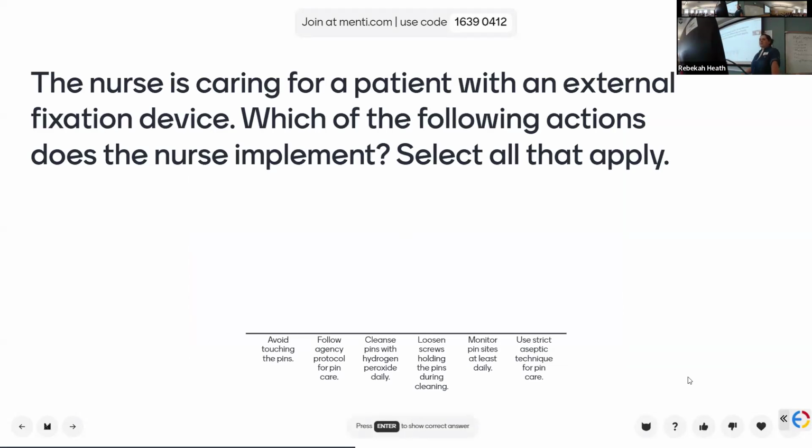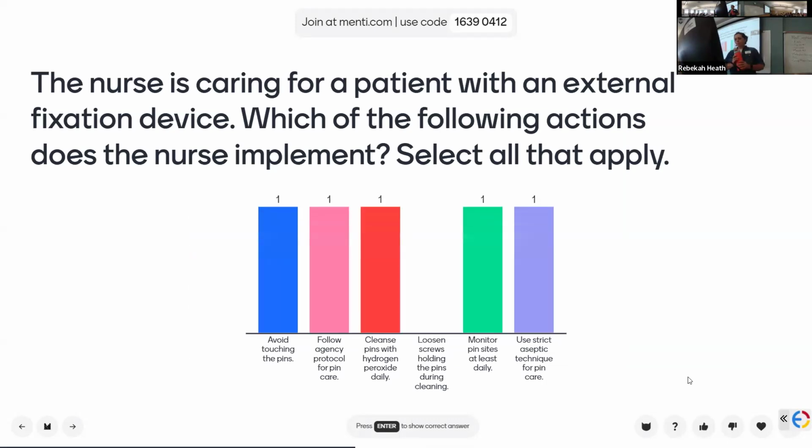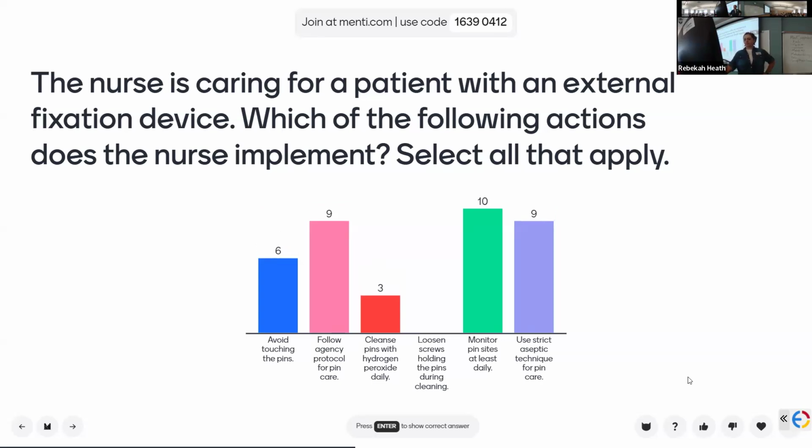If a nurse is caring for a patient with an external fixation device, which of the following actions does a nurse implement? Select all that apply. What a varied response.